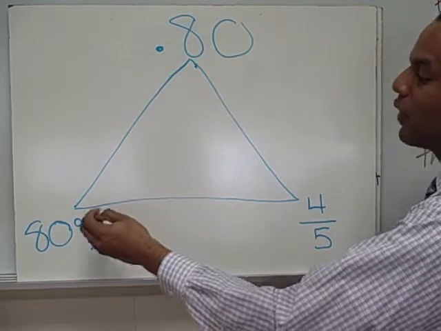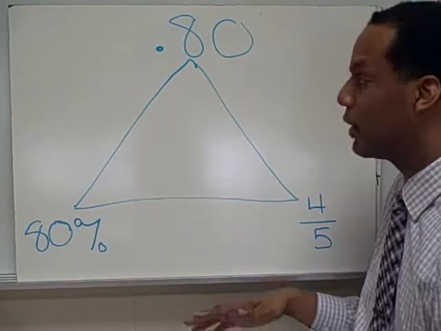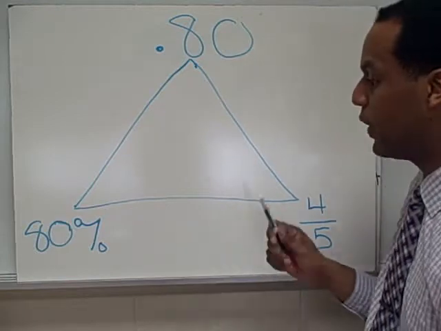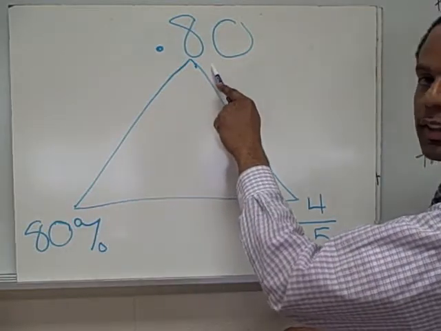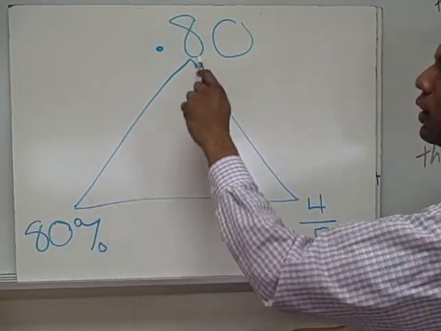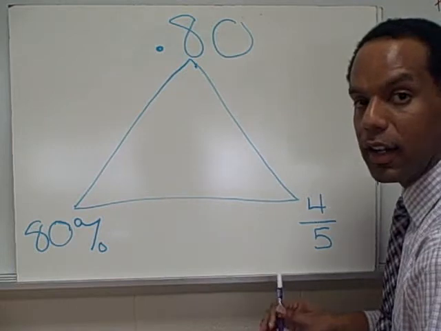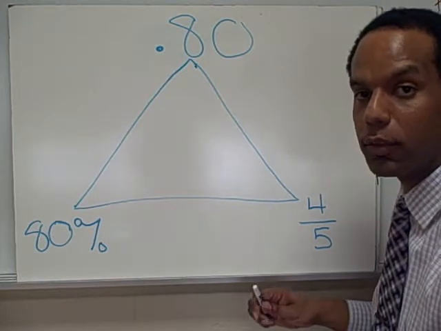So, we have our triangle here of different ways that you can represent, well, not represent a percent, but how you can find one. First, we have 80%. We have it as a decimal, 0.80, and then we have 4/5. Now, all of these are connected. And remember, when we're trying to find a percent, we're taking it out of 100.